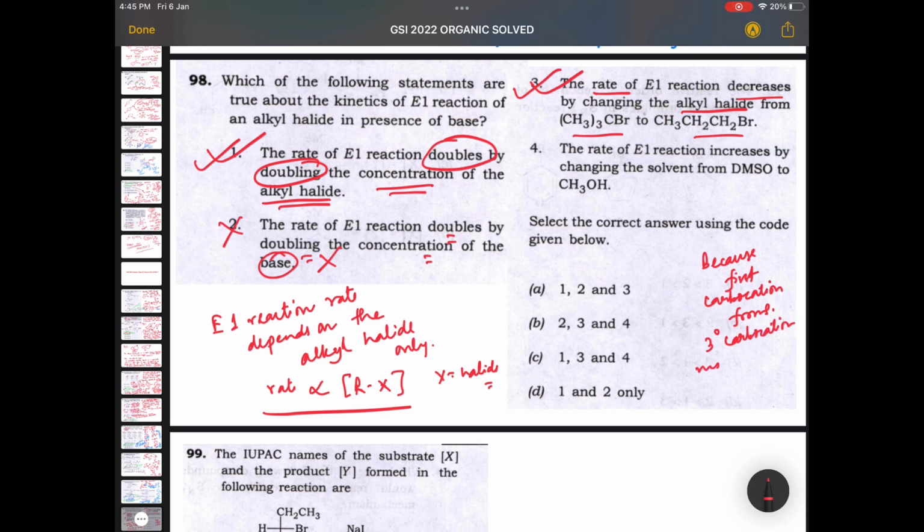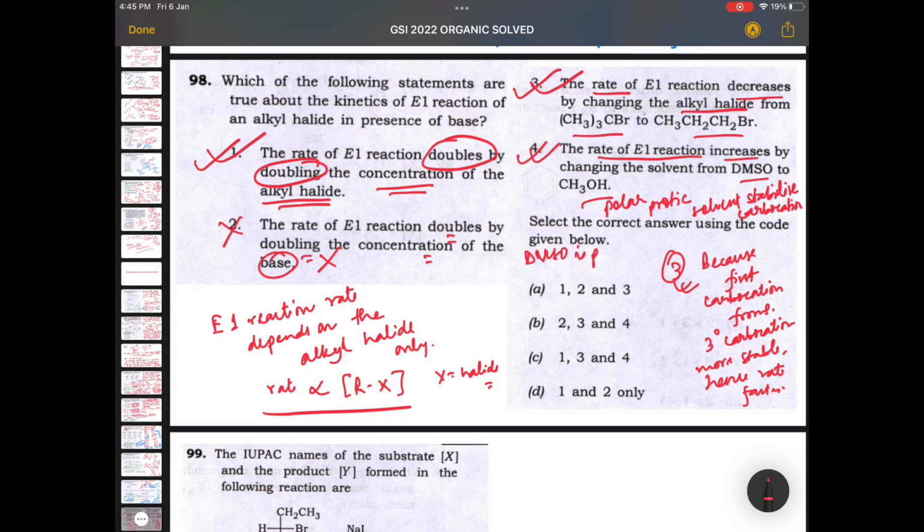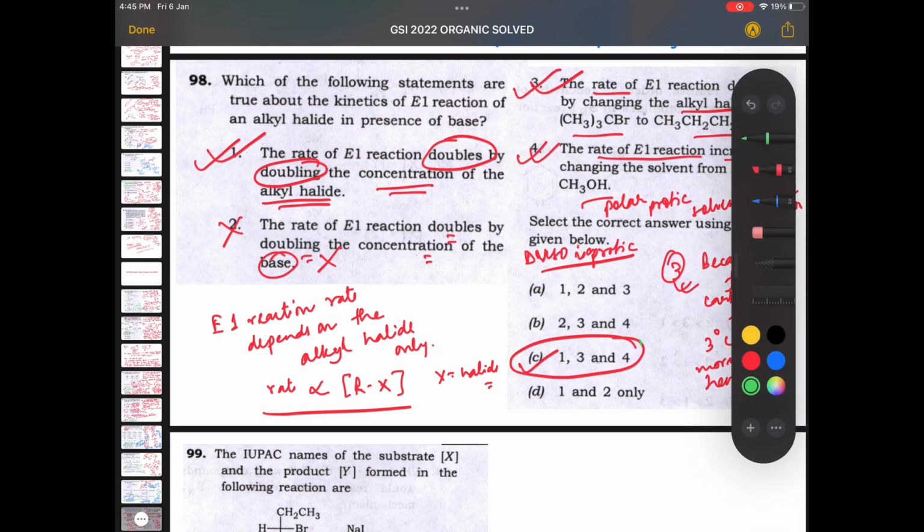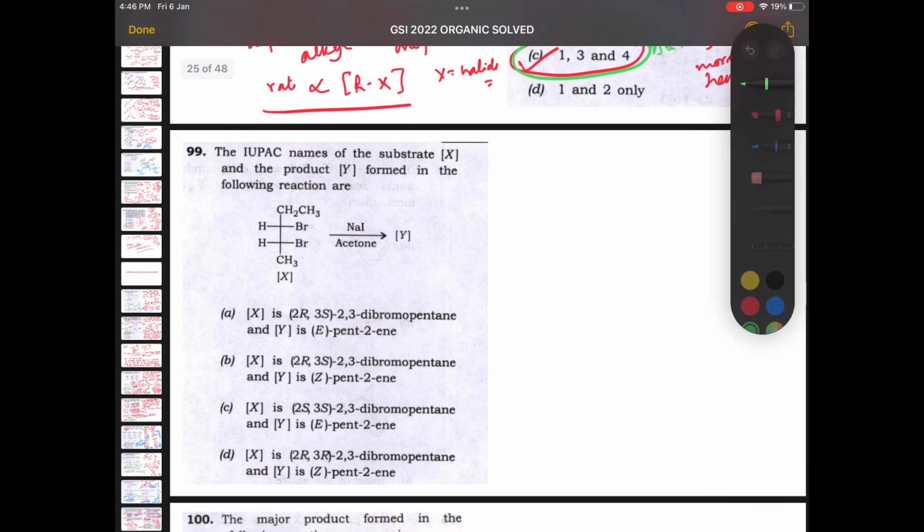the 3 degree carbocation is more stable, and in the E1 reaction, unimolecular, first the carbocation forms. So carbocation stability also determines the rate. And the rate of the ionic reaction obviously increases by changing the solvent from DMSO to CH3OH, because CH3OH is a polar protic solvent and hence helps in stabilizing the carbocation. DMSO, being aprotic, cannot do that. So as you can see, 1, 3 and 4 are the correct statements, and hence option C is the correct answer for this question.